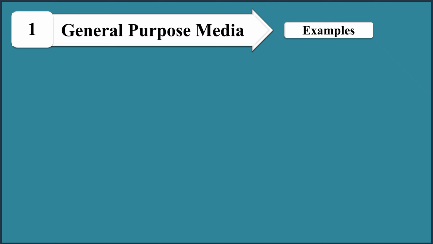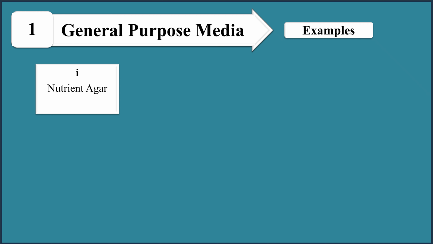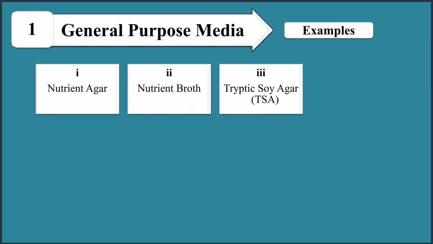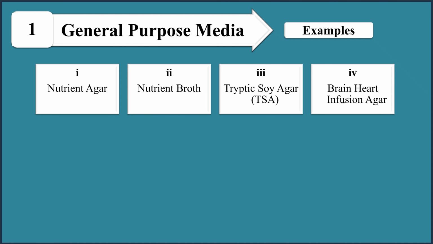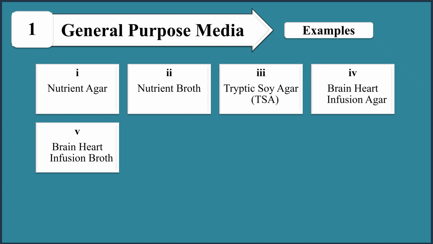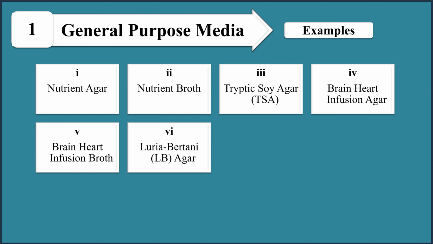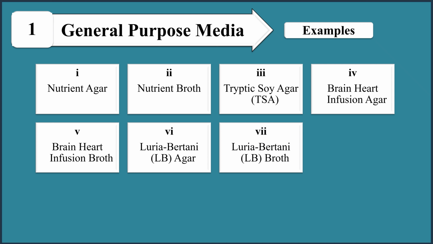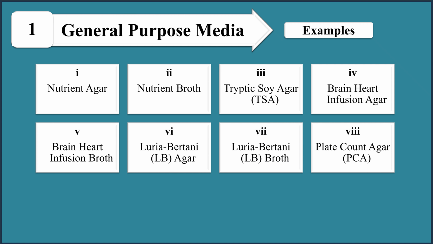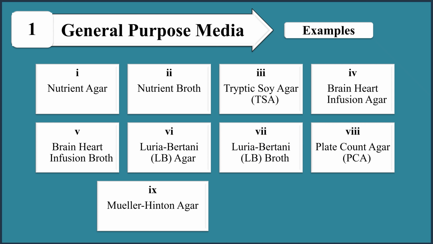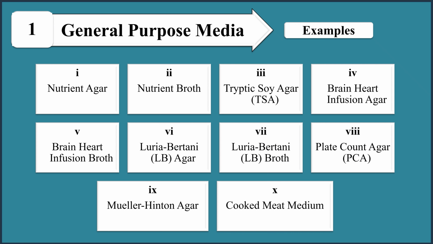Let's see the examples of the media that are used as general purpose media. The examples are nutrient agar, nutrient broth, tryptic soy agar, brain heart infusion agar, brain heart infusion broth, Luria-Bertani agar, Luria-Bertani broth, plate count agar, Mueller Hinton agar, and cooked meat medium.